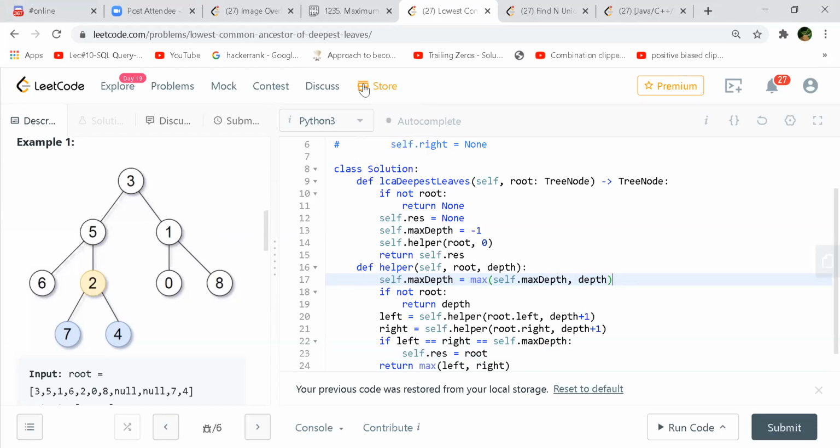Is that max depth of the root or of the current node? Max depth, I didn't get what you are asking. The max depth of the global. Yeah, it's a global. So it will be whatever is the greatest so far. Till now, yeah. Right.